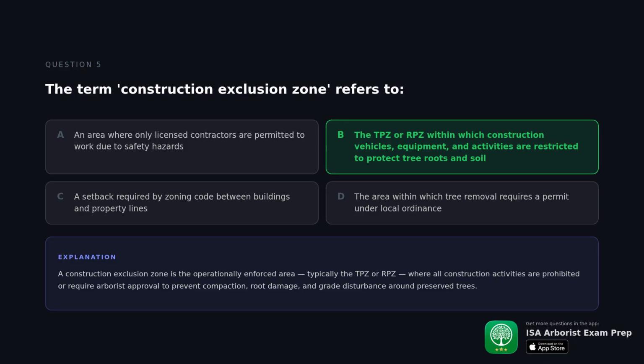The correct answer is the TPZ or RPZ within which construction vehicles, equipment, and activities are restricted to protect tree roots and soil. A construction exclusion zone is the operationally enforced area, typically the TPZ or RPZ, where all construction activities are prohibited or require arborist approval to prevent compaction, root damage, and grade disturbance around preserved trees.